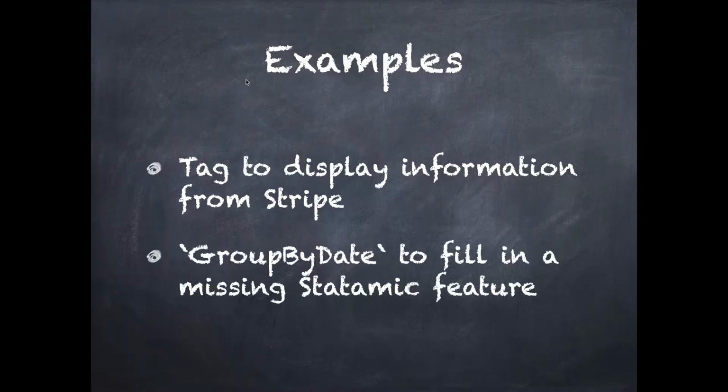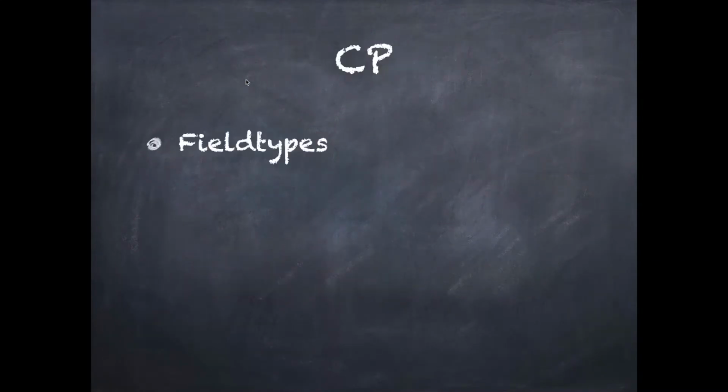Here's an example of filling in a feature that didn't exist at the time I built it, the ability to group by date. We needed to do that for a client, so I wrote a tag to do that. Those are some real-life examples of tags that I've written. In the control panel, you can make your own field types. And in fact, I will make one in a few minutes.